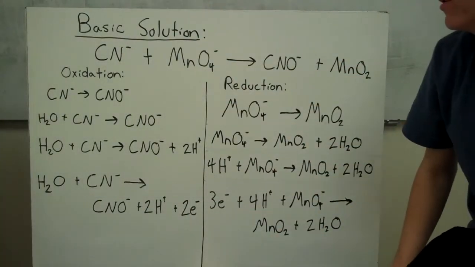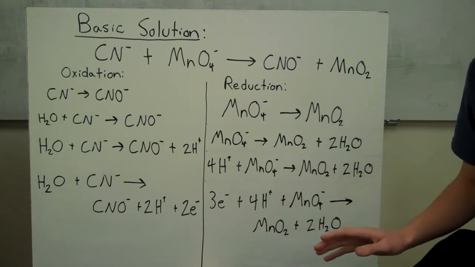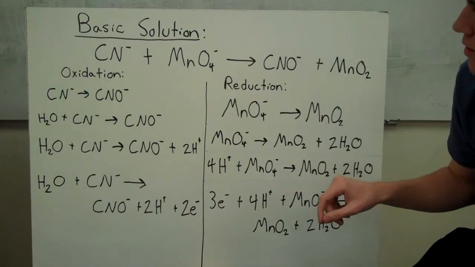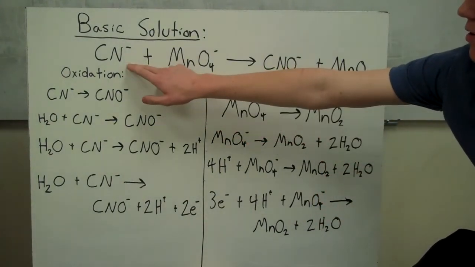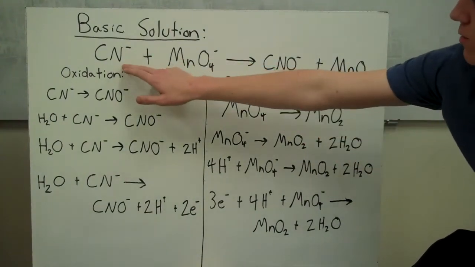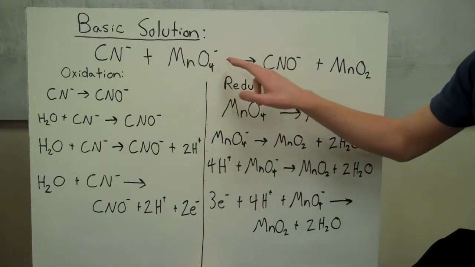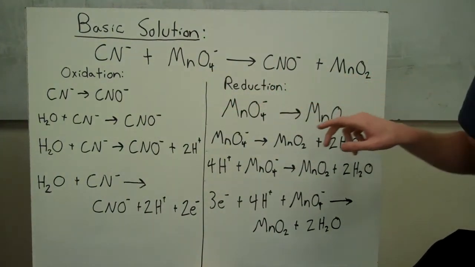Now we're going to do a basic solution. Basic solutions are pretty much exactly the same as acidic solutions, except for one small step at the end, which I'll get to later. So, let's start with our net ionic reaction. CN1 minus plus MnO4 1 minus equals CNO 1 minus plus a manganate.